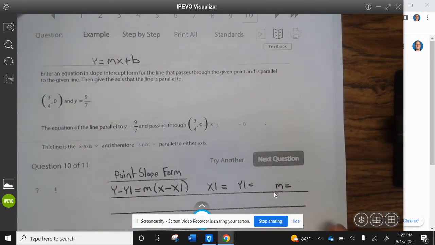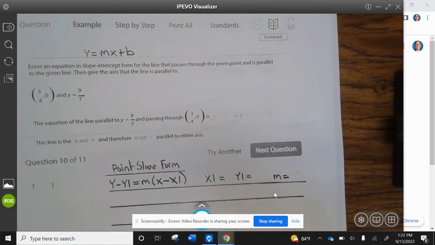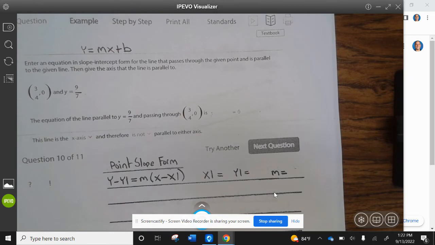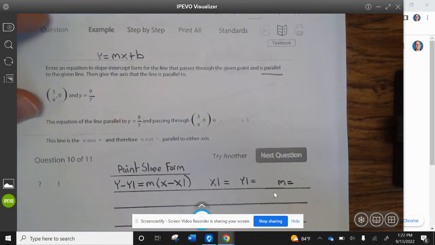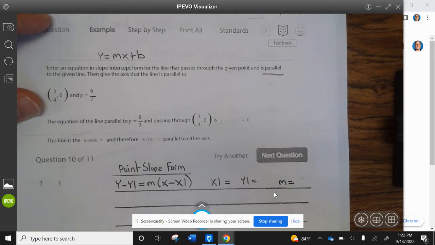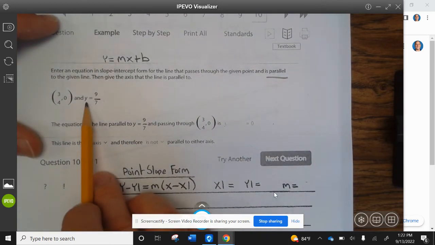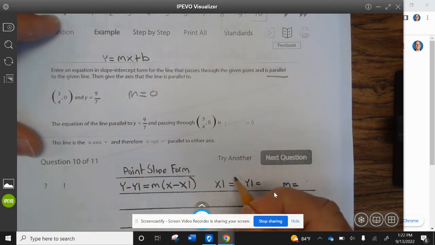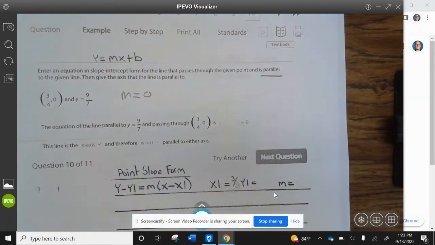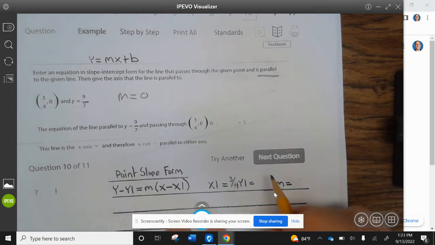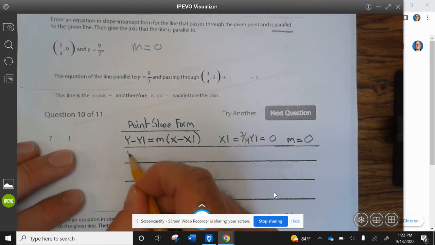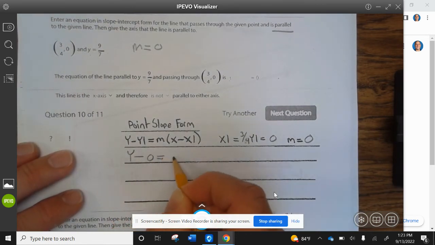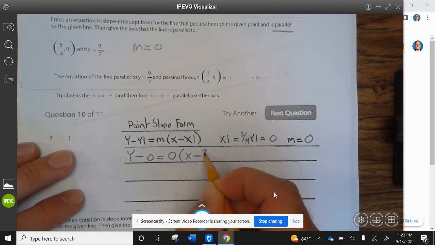All right, example 10. Enter an equation in slope-intercept form, y equals mx plus b, for the line that passes through the given point and is parallel to the given line. Then give the axis the line is parallel to. If it's y equals, no x, we know that the slope is 0. So x1 is 3/4, y1 is 0, and our slope is 0. So we plug this in. y minus y1, which is 0, equals m, which is 0, times x minus 3/4.